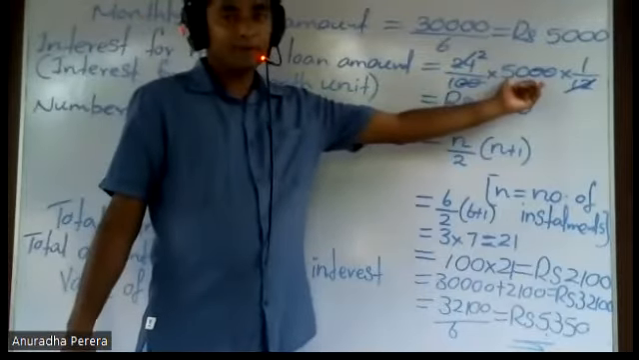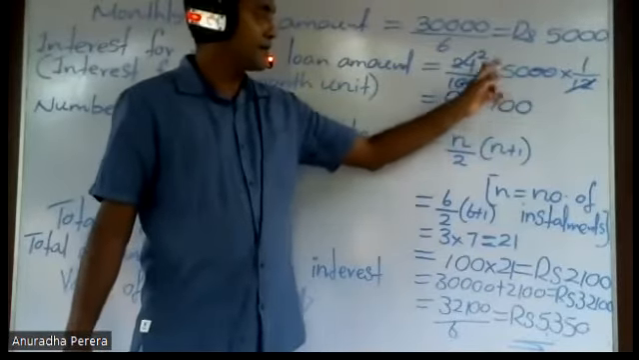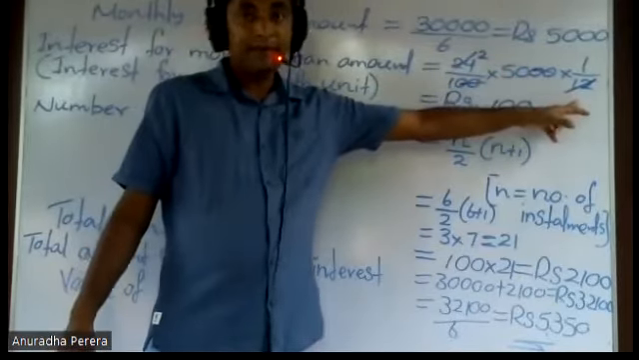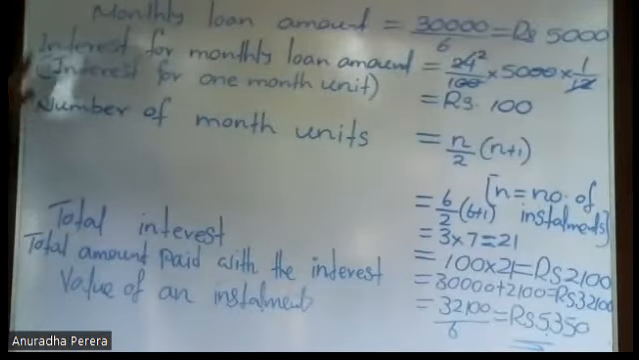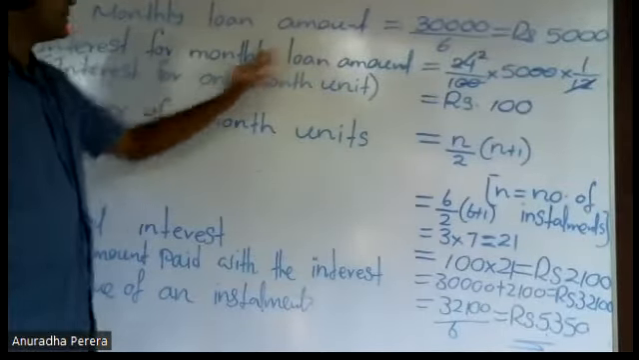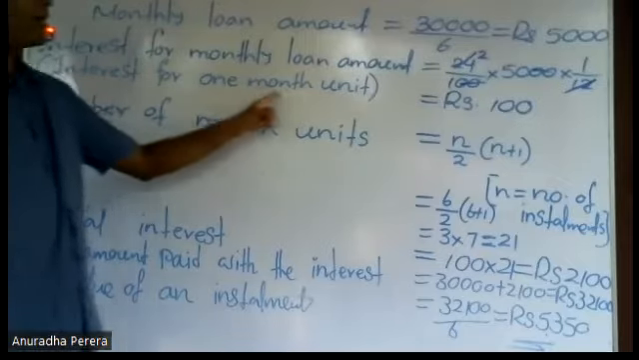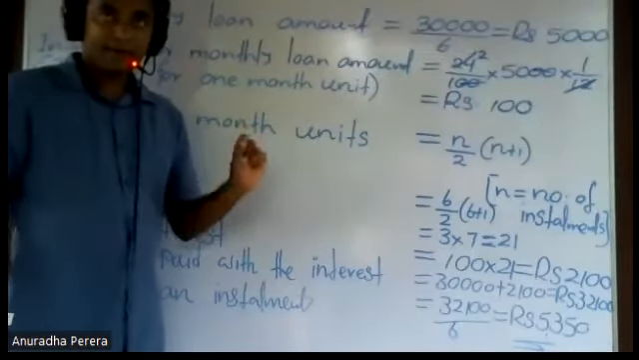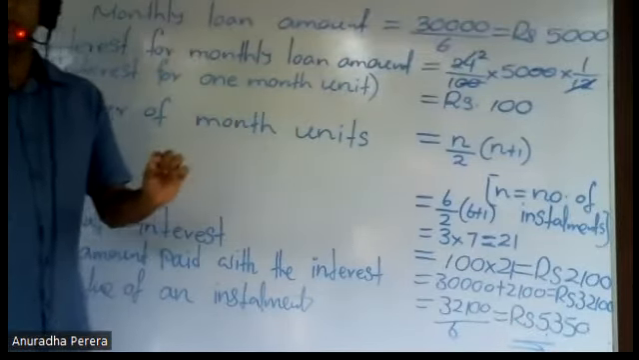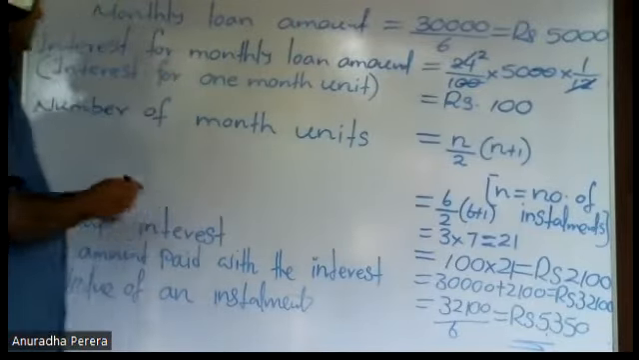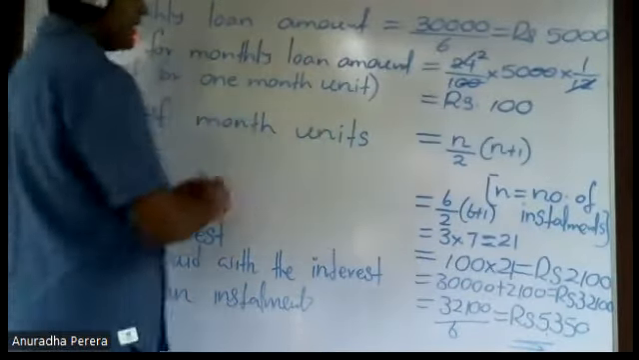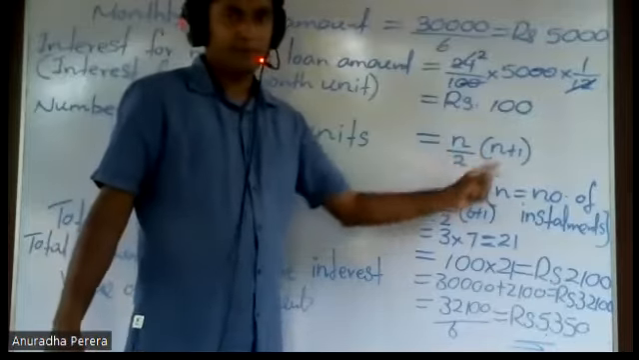The monthly loan amount is 5,000. Use this interest rate, and write it monthly, divided by 1 over 12. An important thing: interest for monthly loan amount means interest for 1 month unit. Interest for monthly loan amount equals interest for 1 month unit. You can find the number of month units. You can use this. You know about this formula.